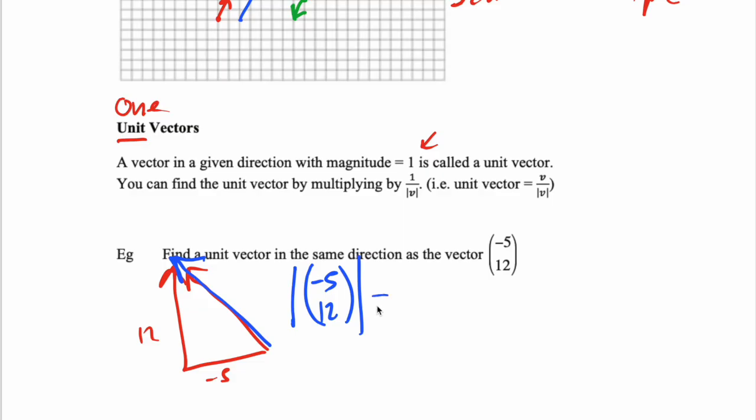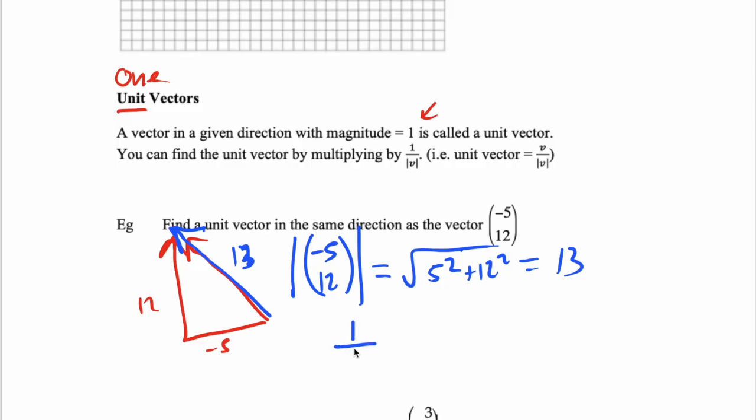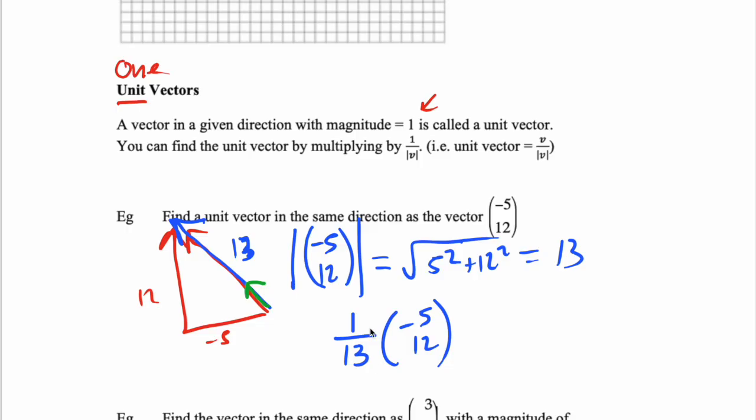Two vertical bars for the magnitude, and you just do Pythagorean theorem. The negatives always cancel, so you can kind of ignore them. That's actually 13. Okay, so if you want a vector in the same direction, but of length 1, then you've got to do 1/13 times that vector to get a vector with a magnitude of 1. Okay, so the unit vector here is just going to be -5/13, 12/13. That's the unit vector.